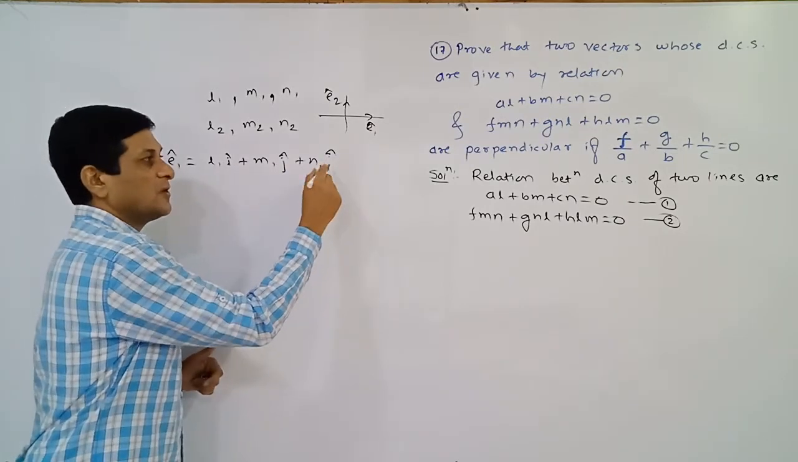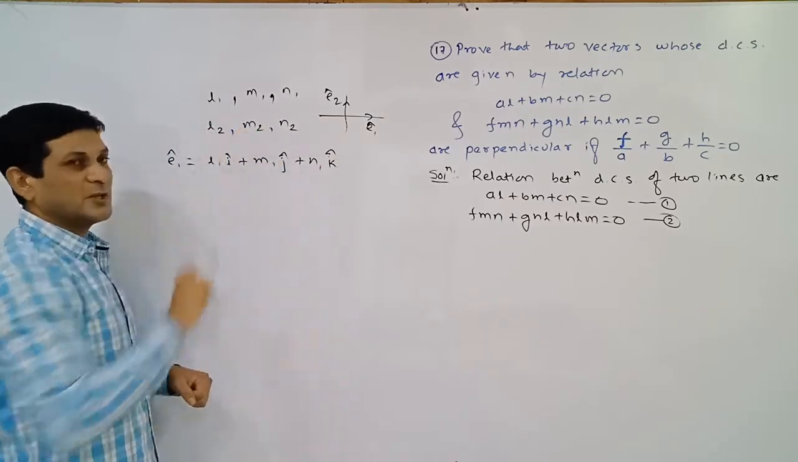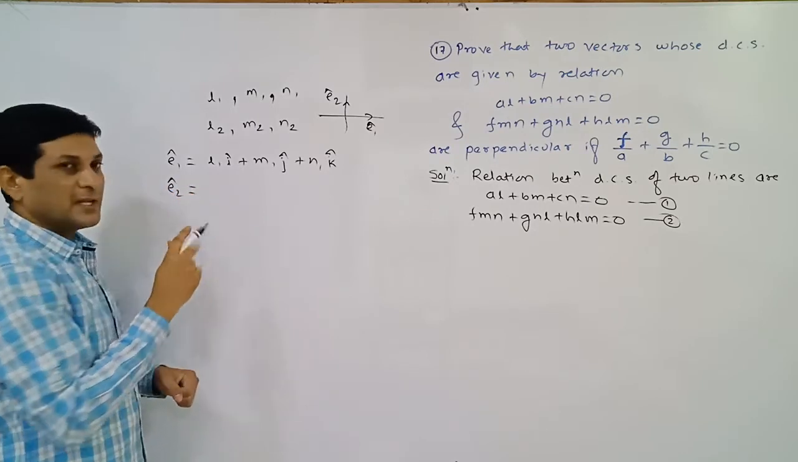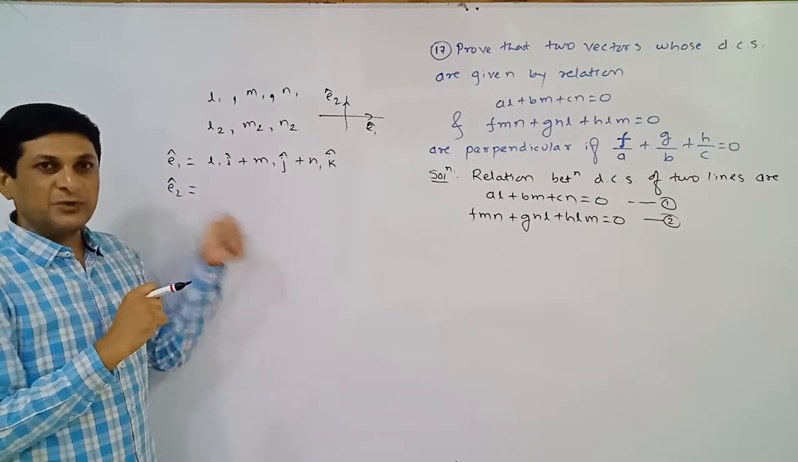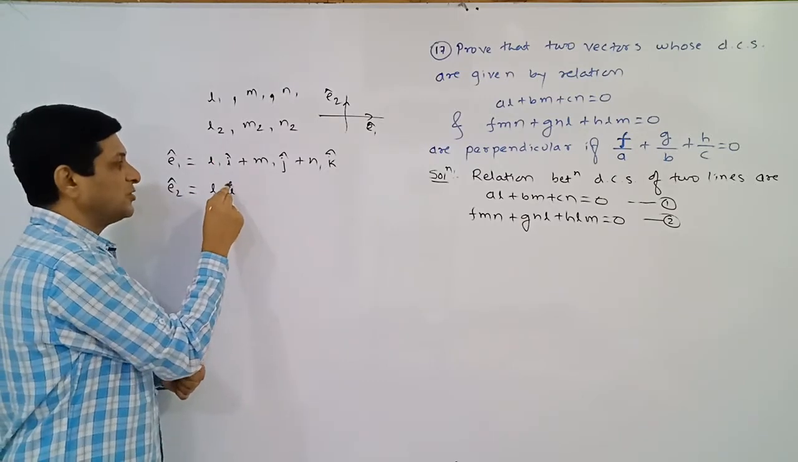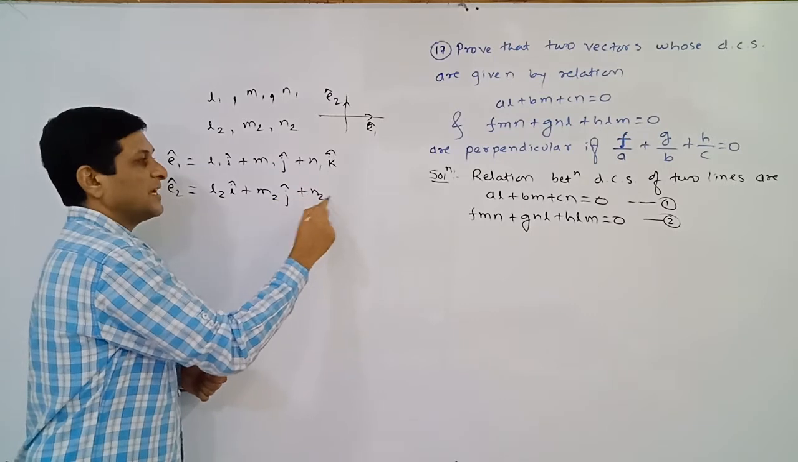So in this way we have got the unit vector along the first line, and from the direction cosines of the second line we will get the unit vector along the second line. And what is the value of that unit vector? l2 i cap plus m2 j cap plus n2 k cap.